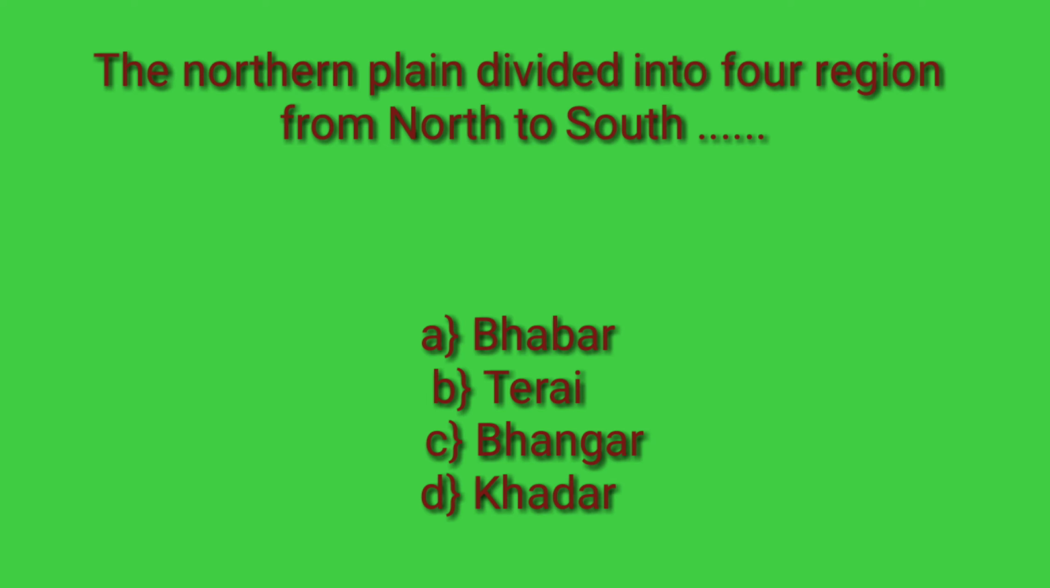The northern plain is also divided into four regions from north to south: A, Bhabar; B, Tarai; C, Bhangar; and D, Khadar. Mainly the Bhangar and Khadar. Bhangar is the oldest and Khadar is the newest.